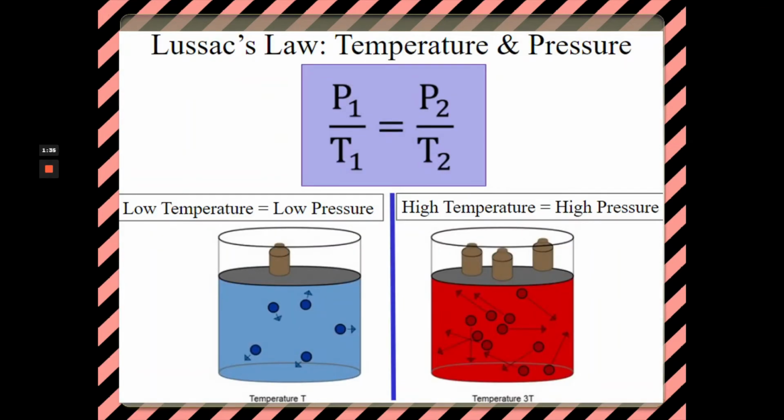So remember that Gay-Lussac's law is the relationship between temperature and pressure. P1 over T1 equals P2 over T2. When the temperature is low, it will give a low pressure. If the temperature is high, it will give a high pressure.